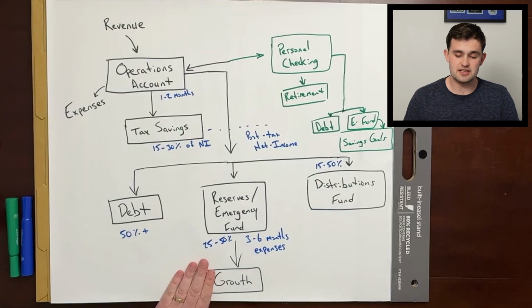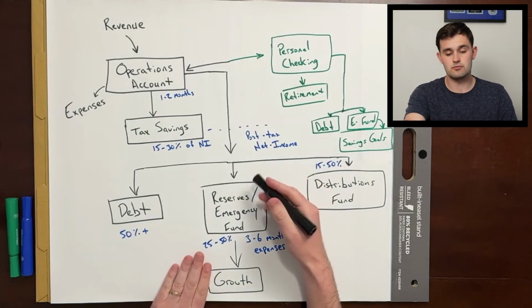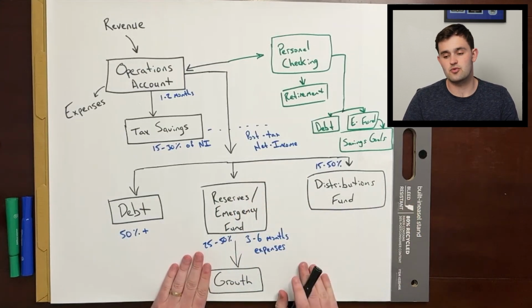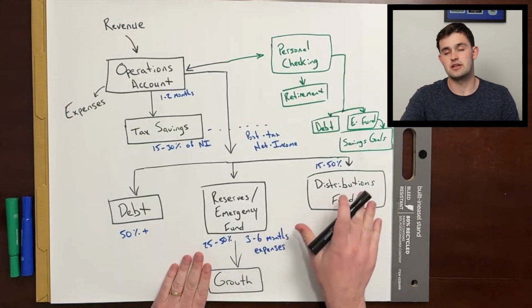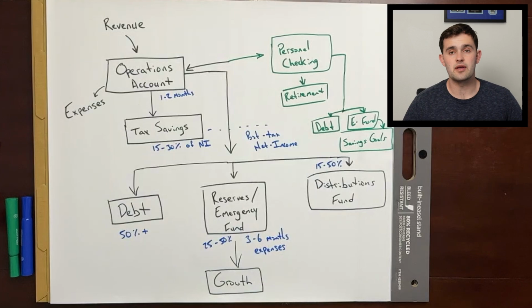Maybe we agreed to set aside 25% for reserves and emergency fund. So boom, $2,000 is going into our reserves. And then maybe we said that the remaining 25% would go to distributions. Here it goes into the distribution fund, so that at the end of the quarter, we can pay ourselves out distributions and compensate ourselves that way.